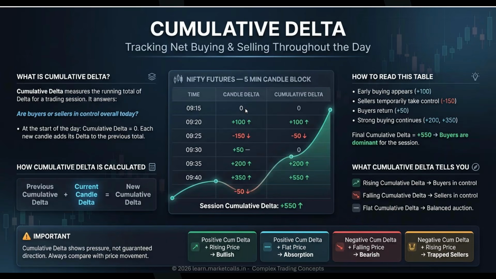how cumulative delta is calculated. At the start of the day, cumulative delta always starts at 0, delta also 0, and at the end of the 5-minute candle, right? The candle, if you are using a 5-minute candle, I use 5-minute candle a lot, and off late we are using a strategy called dynamic intraday volatility switching strategy.